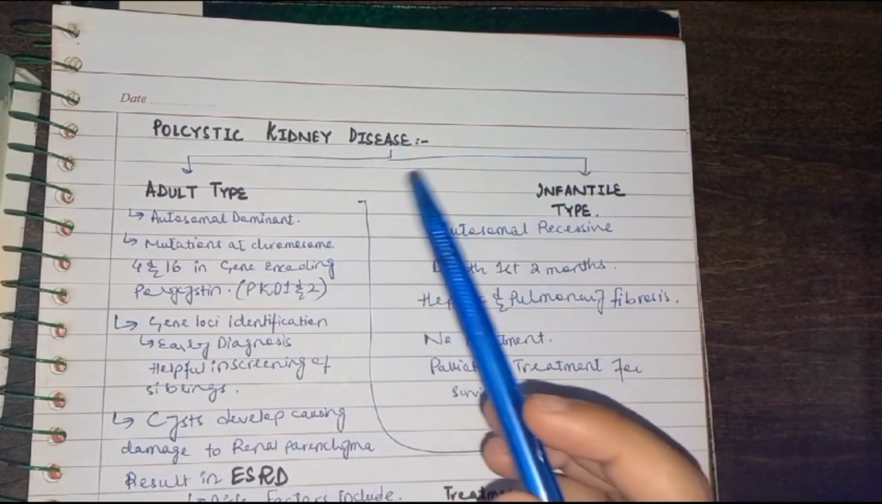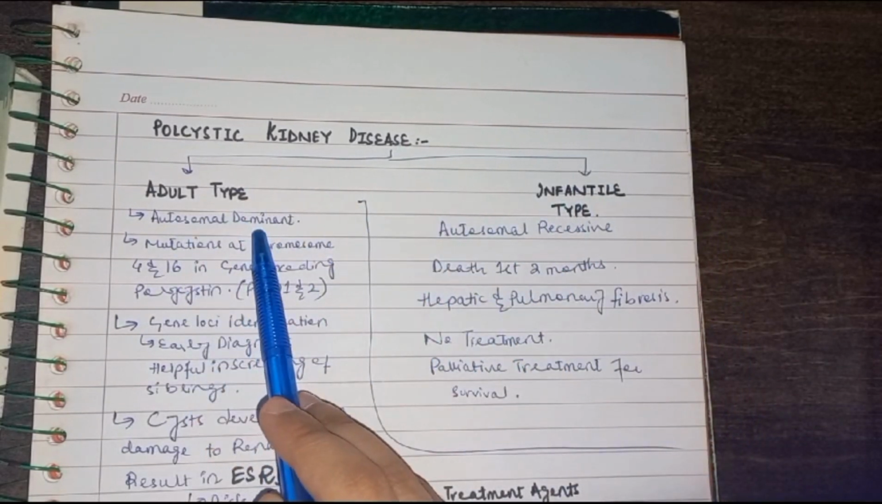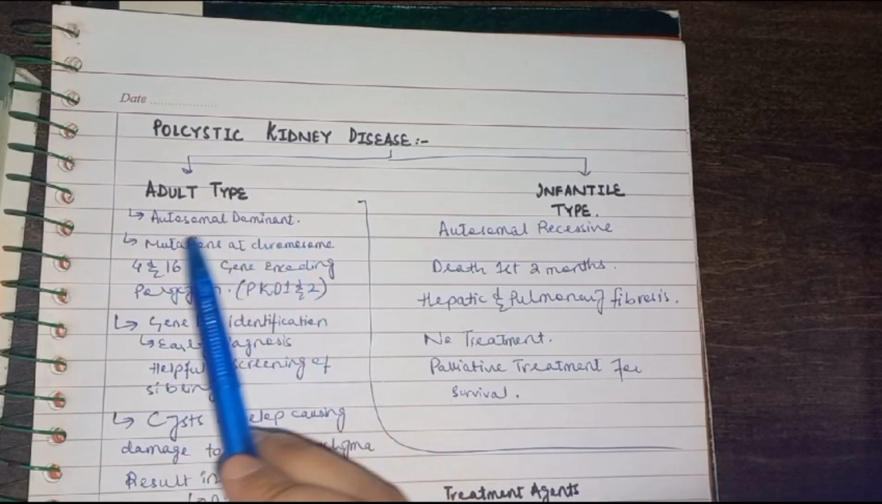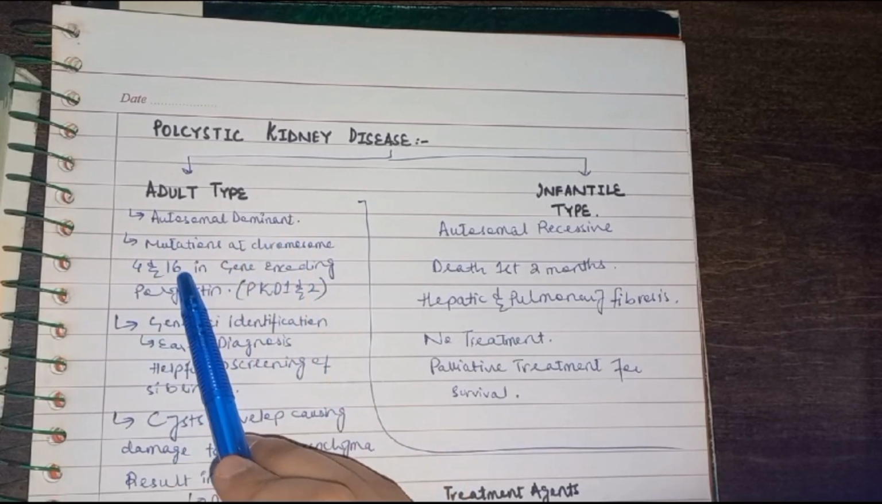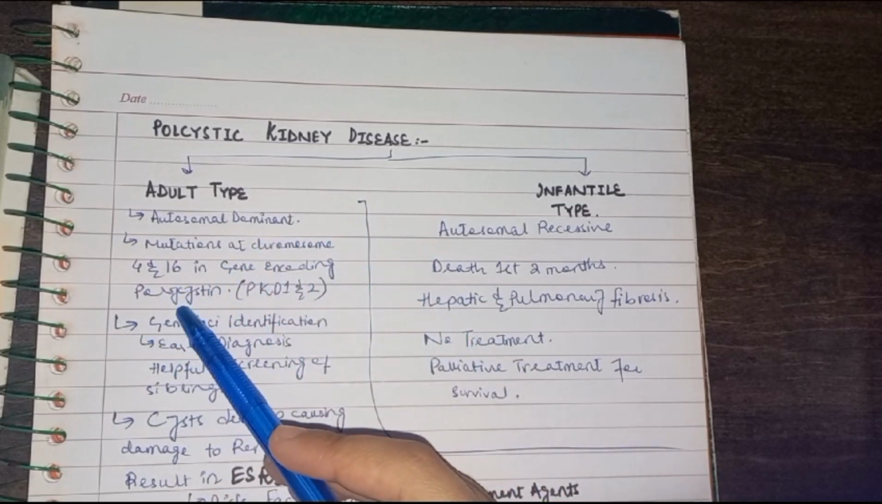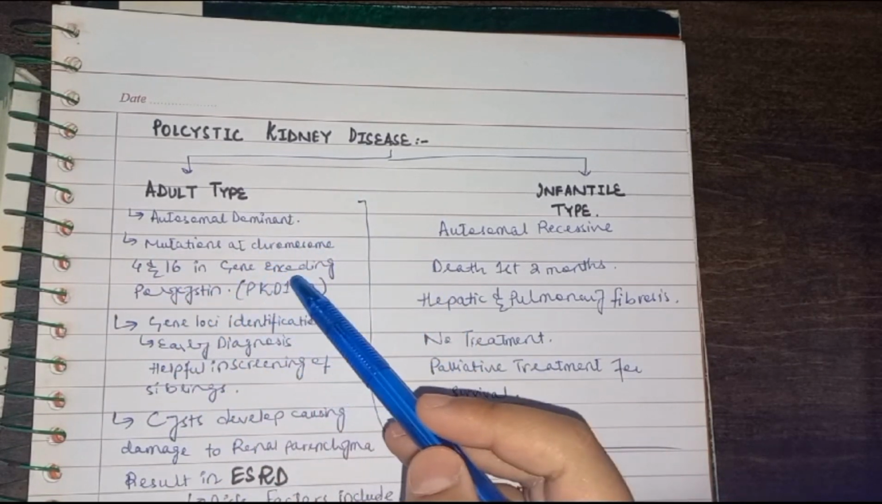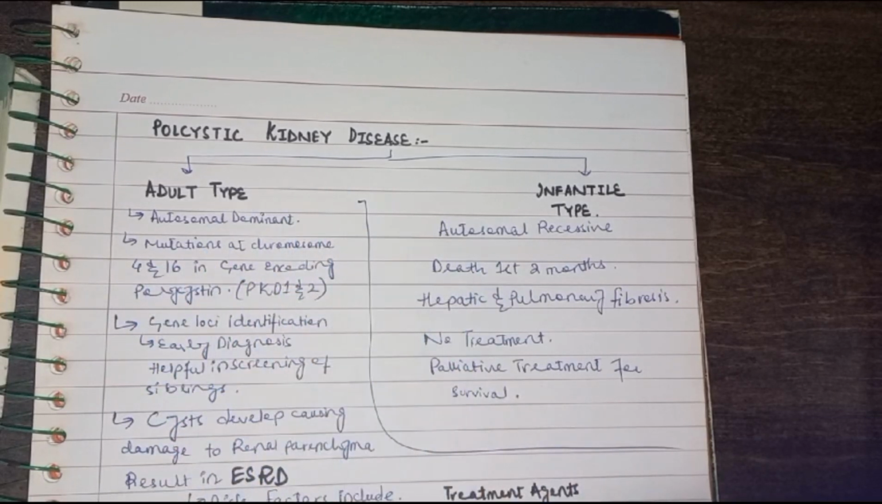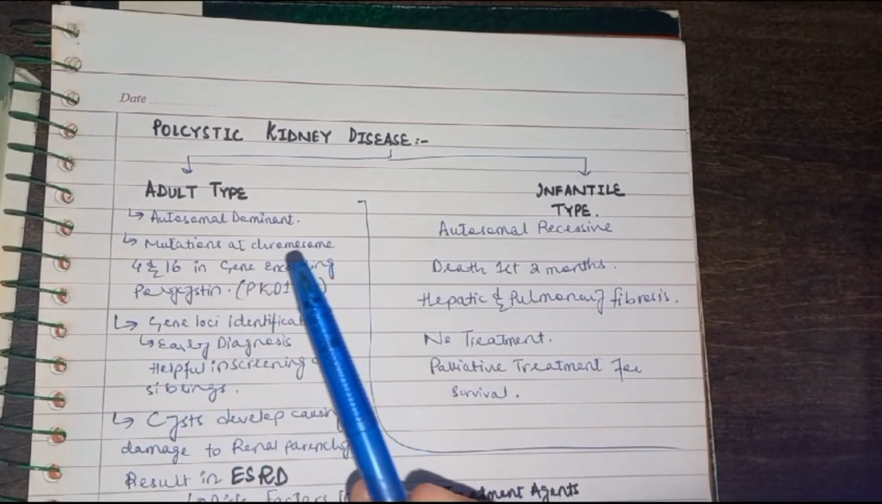First of all, we should know that this is autosomal dominant and it is due to mutations occurring at chromosome number 4 and 16 in the genes encoding the important protein known as polycystin. Polycystic kidney disease genes 1 and 2 are located on chromosomes 4 and 16. Polycystin is an important protein involved in fluid channel regulation in the epithelial cells of the kidney.